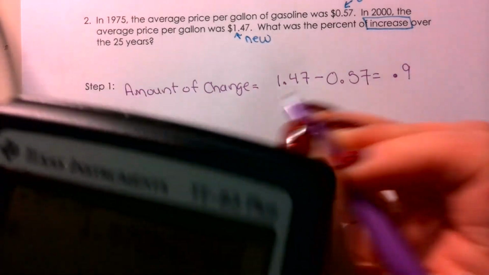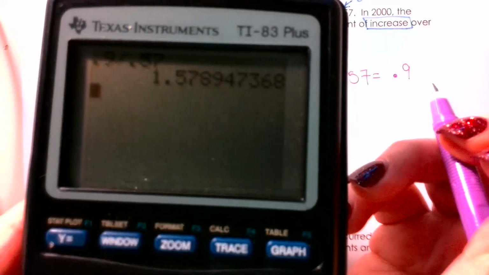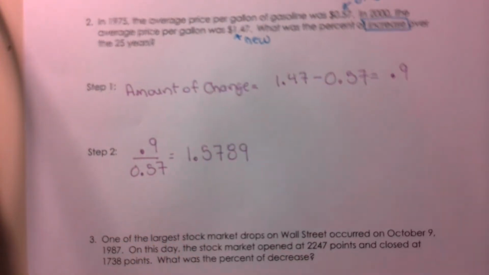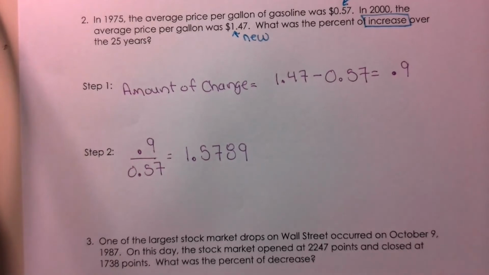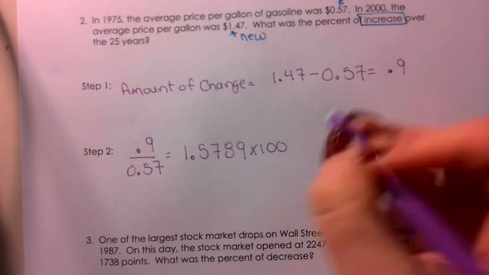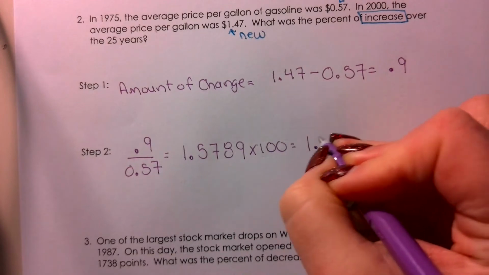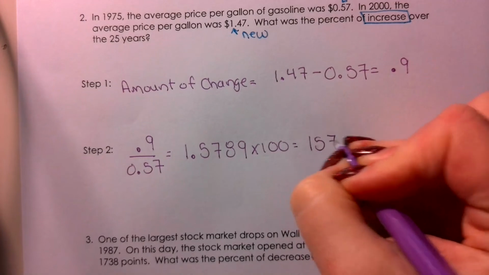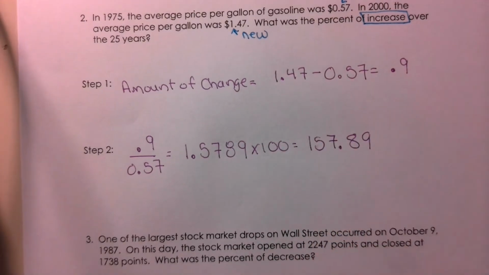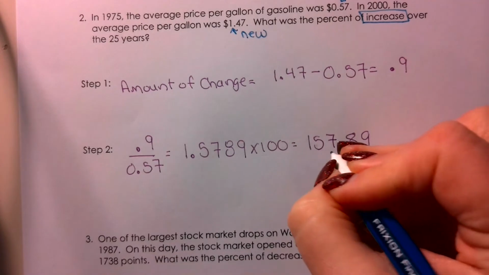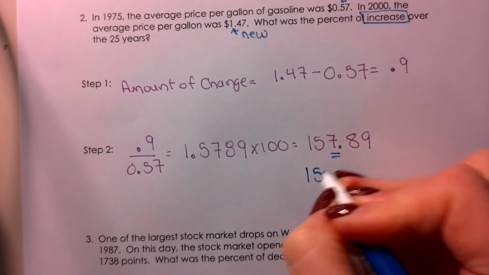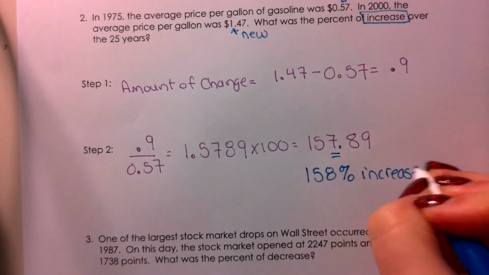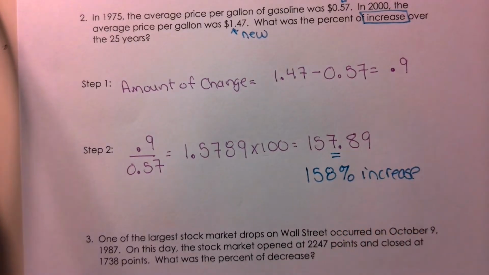I get 1.5789. I'll just round it there. And I want to times that by 100 to get a percent. And I will get no longer the point there, 157.89. Remember, I want to round to the nearest whole number. 5 and above, give it a shove. So this is a 158% increase over the 25 years with our prices of gasoline.